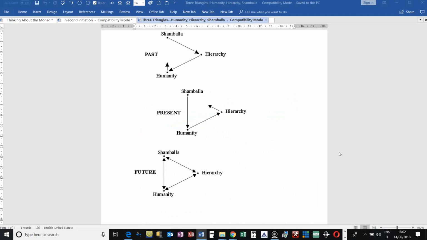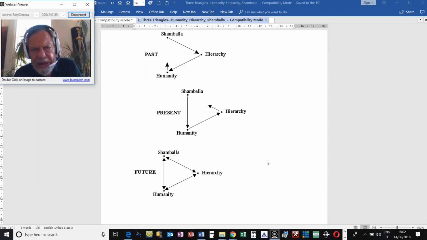Now right here we see some interactions between the 3 major planetary centers, and we see at present that Shambhala is reaching humanity. Humanity was upward reaching towards Shambhala in the past, and this was one of the causes of individualization before the solar angels became involved. And we see in the future it's going to be a 2-way street between each of the centers: humanity and hierarchy, hierarchy and Shambhala, Shambhala and humanity. The arrow is going in both directions, but at the present time, Shambhala is stimulating humanity.